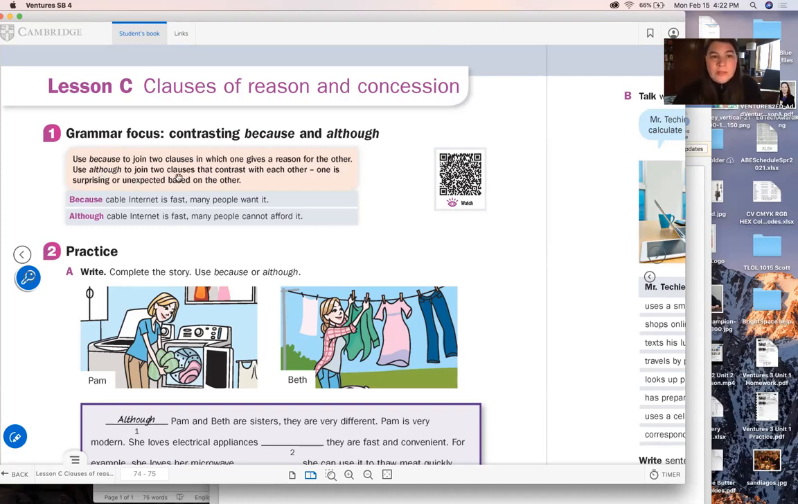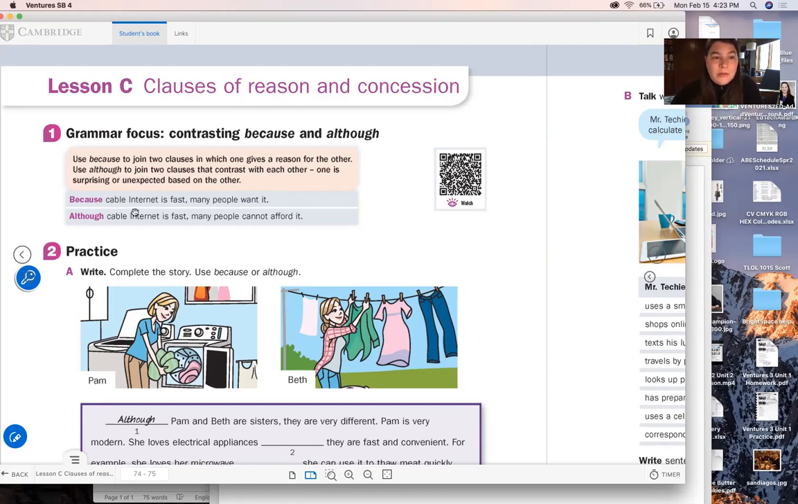Although joins two clauses in contrast with each other. So I just said, although it's cold outside, I am warm. That shows the contrast, because they're not both positive or both negative. So because and although are used for opposite reasons. Okay, so although is used to join clauses that contrast with each other. One is surprising or unexpected.